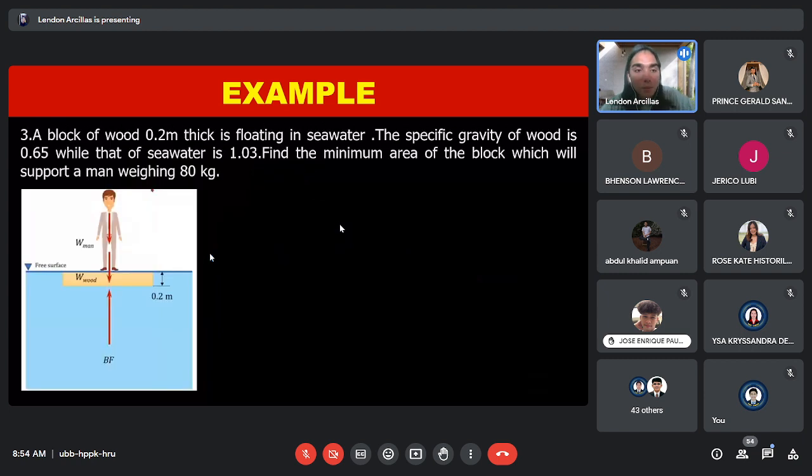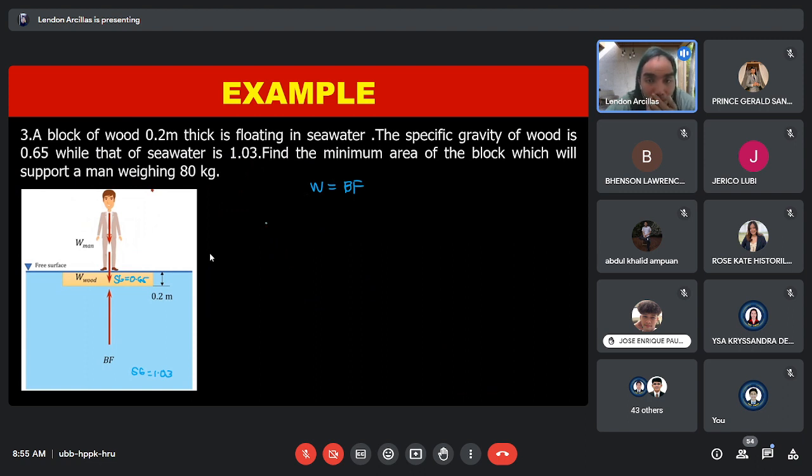Okay, a block of wood, 0.2 meters thickness, is floating in seawater. The specific gravity of wood is 0.65, while that of the seawater is 1.03. Find the minimum area of the block of wood which will support a man weighing 80 kilograms. So this is weight equal to BF.